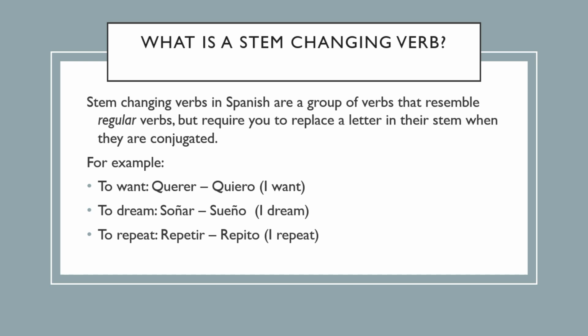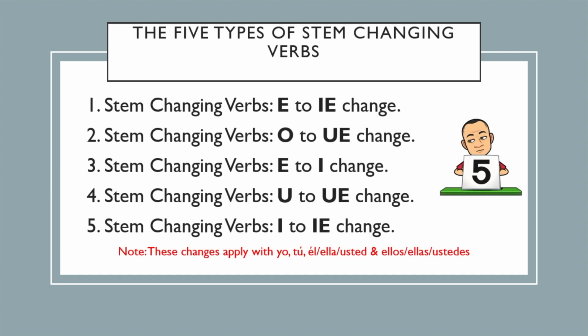For example, querer means to want, becomes quiero for I want. Soñar, sueño. Repetir, repito. You see, in Spanish, there are 5 types of stem changing verbs, and you will forget them, but with practice, you will remember them. There's this type where E becomes IE, O becomes UE, E becomes I, U becomes UE, I becomes IE. These changes apply only with yo, tú, and the third person singular and plural. 5 different kinds of stem changing verbs.